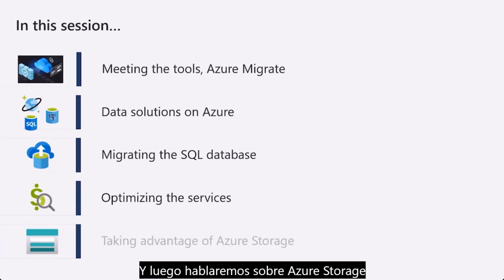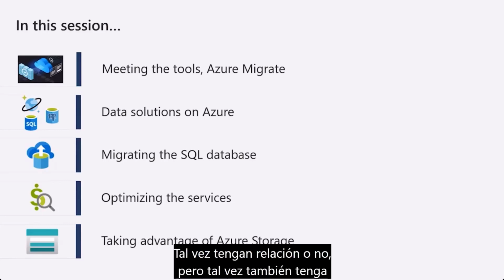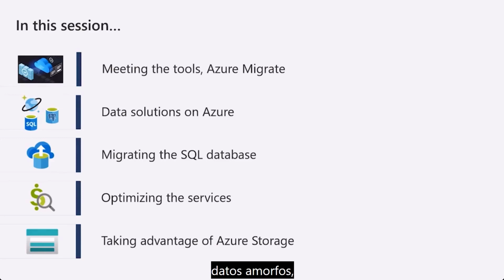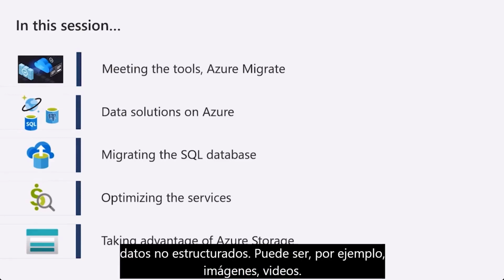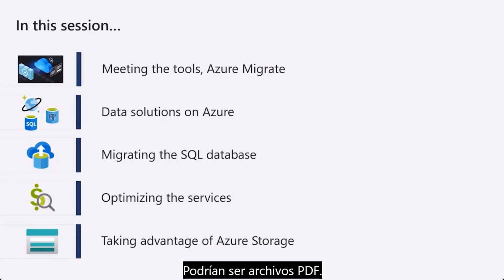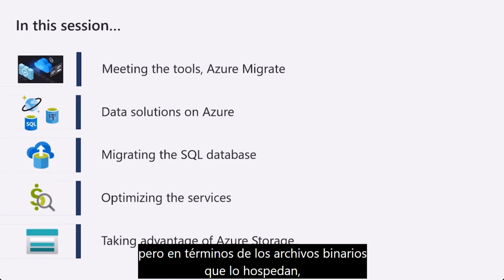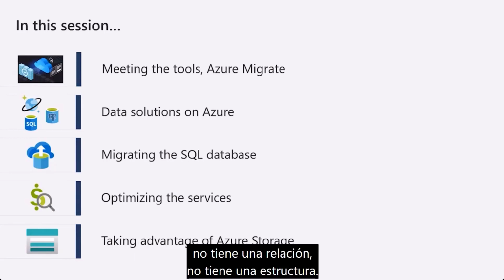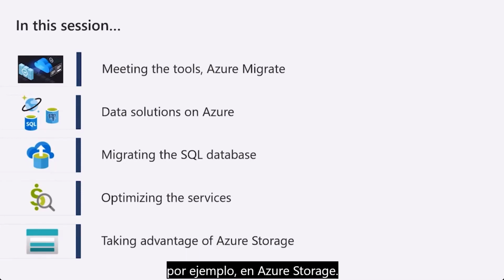And then we'll talk about Azure Storage, because data comes in multiple forms, multiple shapes. Maybe you have relational, non-relational, but maybe you also have amorphous data which doesn't have a specific shape, unstructured data. That can be, for example, images, videos, it could be PDF files. The PDF file per se has a structure. When you open it, you see text. But in terms of the binary files that are hosting it, it doesn't have a relation, it doesn't have a structure. And we have solutions for you to host that, for example, in Azure Storage.